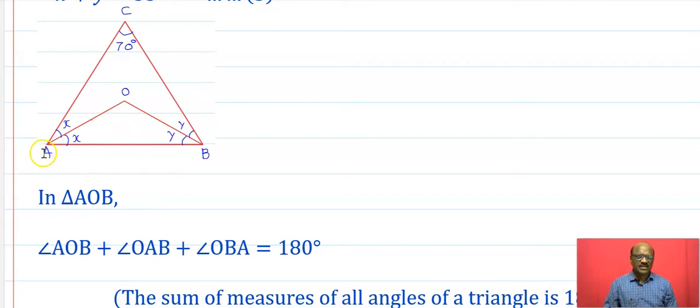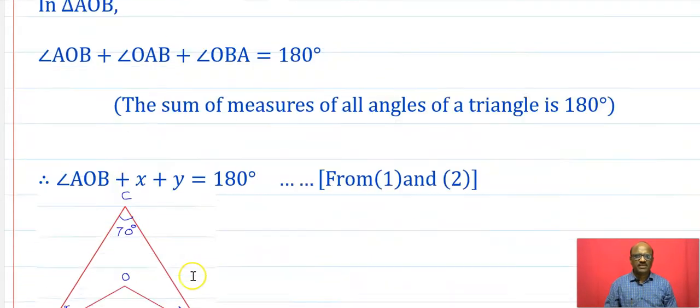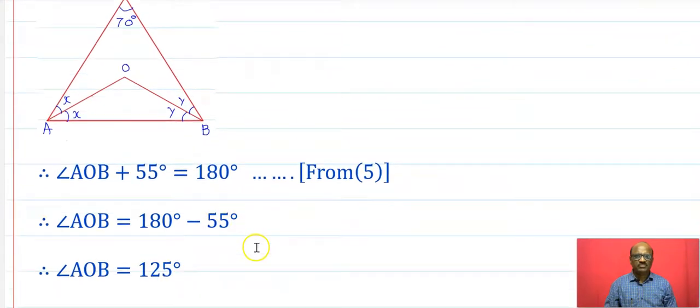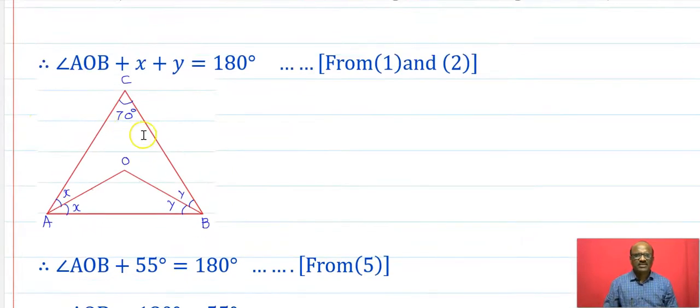In triangle AOB, the sum of all the angles of the triangle is equal to 180. We'll substitute the value of x plus y, which is 55. Therefore, the measure of angle AOB is equal to 180 minus 55, and that is equal to 125.